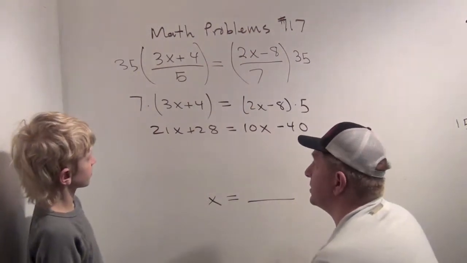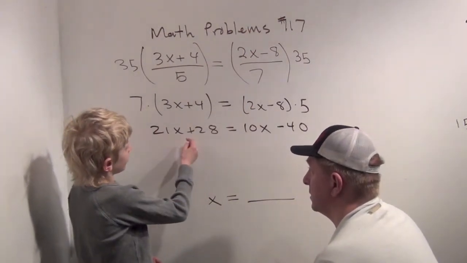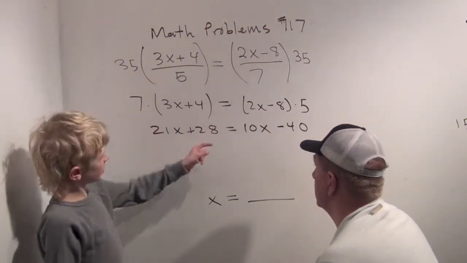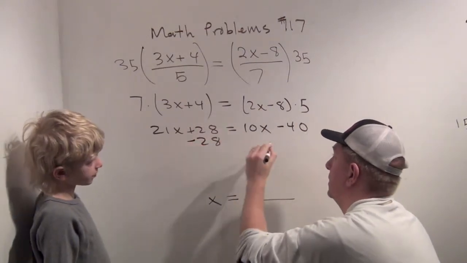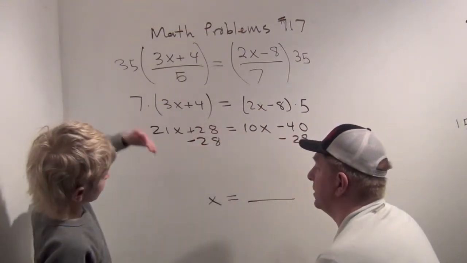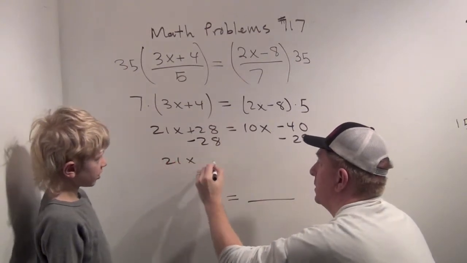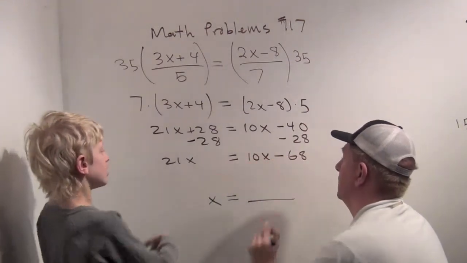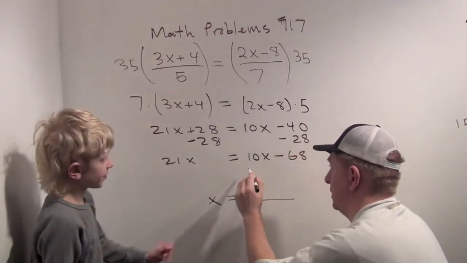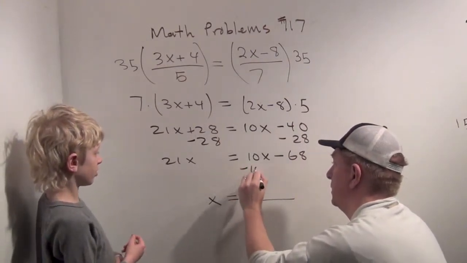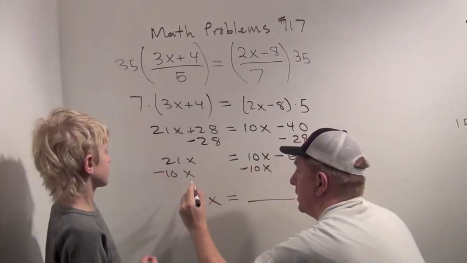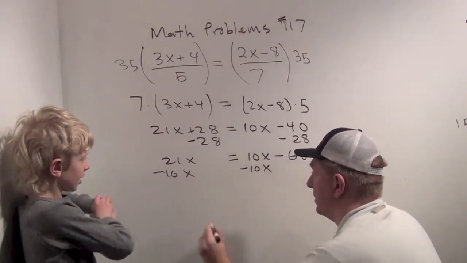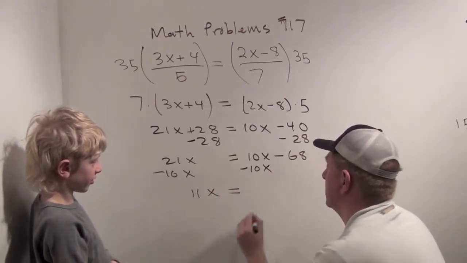What do you want to do to solve this equation? Well, you could get rid of the number and put it on that side. Okay. By doing what? Minus 28 on each side. Okay. What are we left with when we do that? 21x equals 10x minus 68. And now we need to get rid of the x. So we subtract 10x on both sides. Okay. And then I'm going to just erase my x because I didn't get it in the right spot, but that's okay. So now 11x equals minus 68.